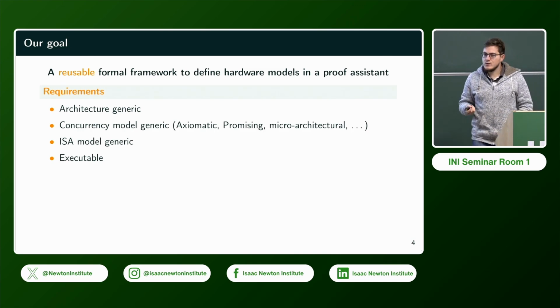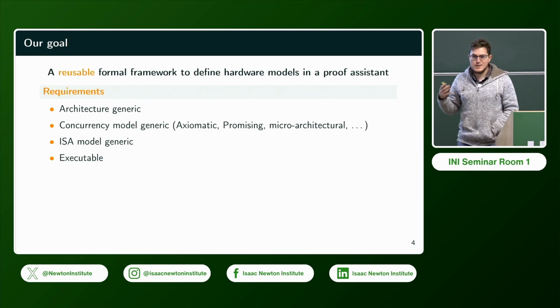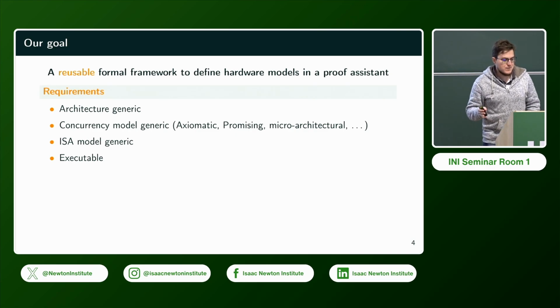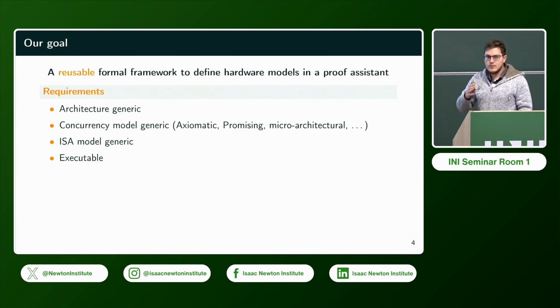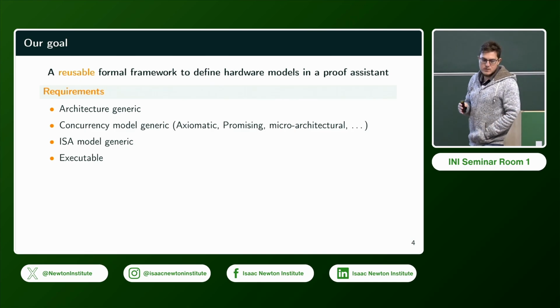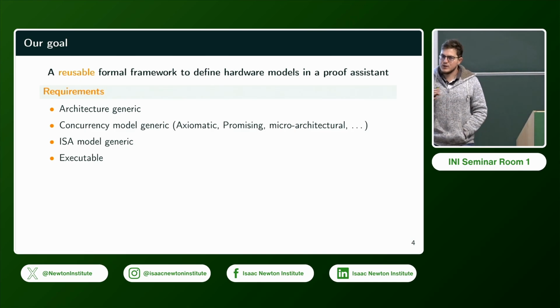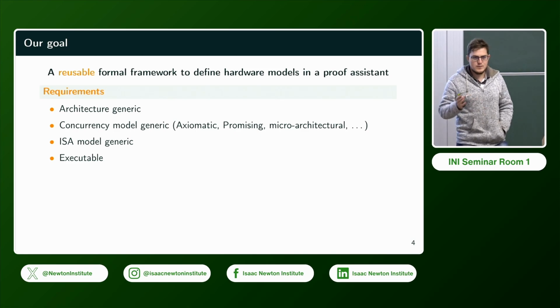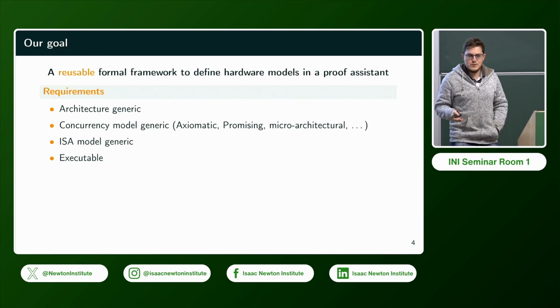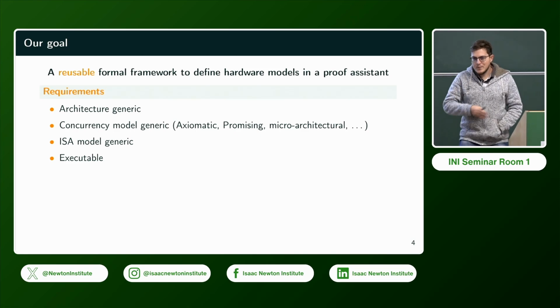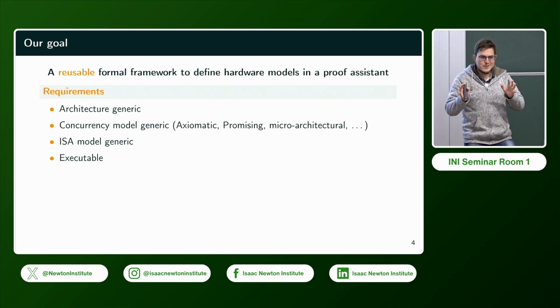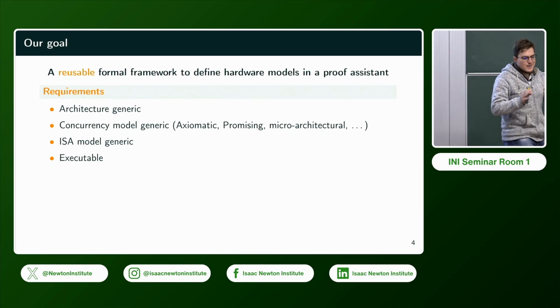It is concurrency model generic, so you can plug in whatever style of concurrency model you want: axiomatic, promising, microarchitectural, including flat, pop, flowing, whatever. And on the other hand, I want it to be instruction set architecture definition generic, so you can use SAIL, you can use ASL, or symbolically simplified versions of those. Hopefully you can pick whatever on both sides, click them together, get a machine model, and it will work out. That's the theory.